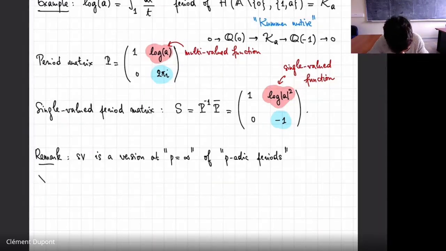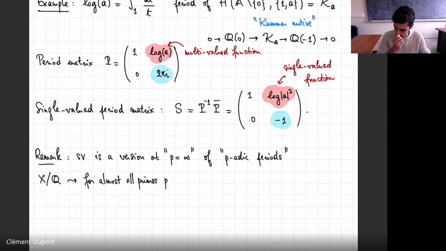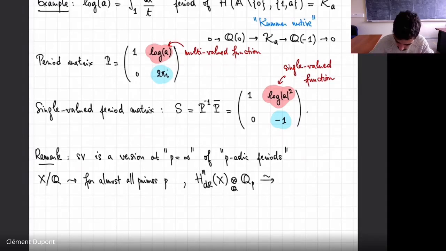If you take X a variety over Q, then for almost all primes p, you get something called the crystalline cohomology of X, and it compares to the de Rham cohomology of X by a sort of crystalline period map. So it looks like this. You take de Rham and you extend scalars to Q_p, the p-adic numbers, and this is isomorphic to the crystalline cohomology of X.